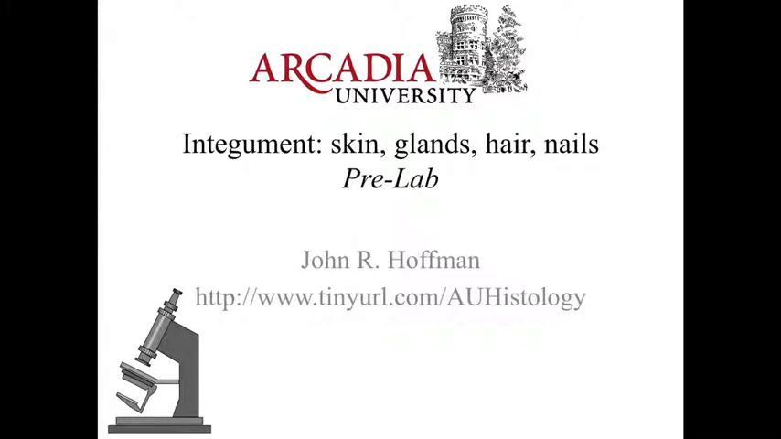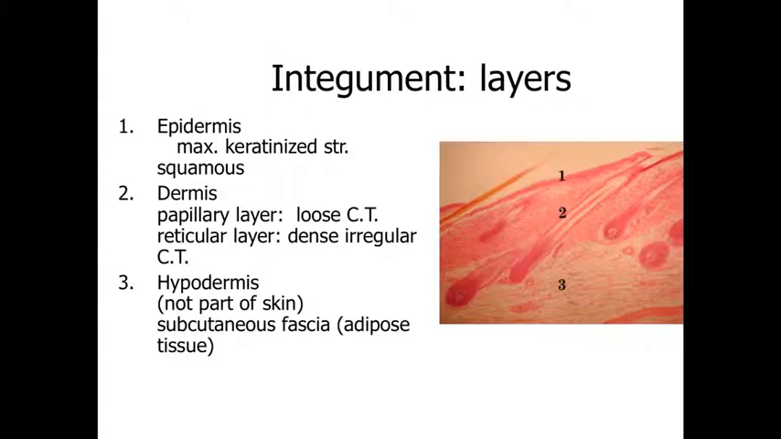Hello, and welcome to our pre-lab on the integument. Integument, basically the skin, as well as the accessory structures of the skin, including the glands, the hair, and the nails. Now, if we take a look at the integument, again, as an organ system, we're going to see two distinct layers, and then a third layer that we're going to include with this, just because it fits in here as opposed to someplace else.